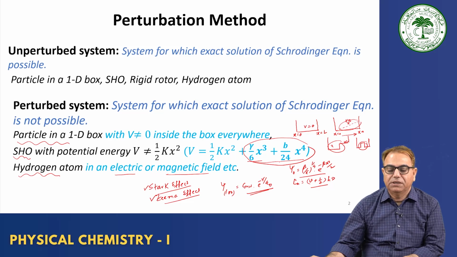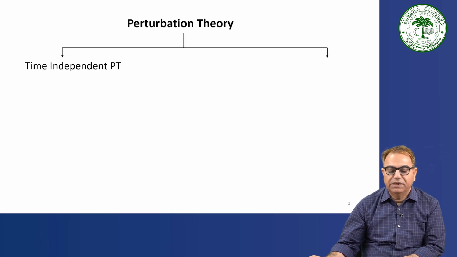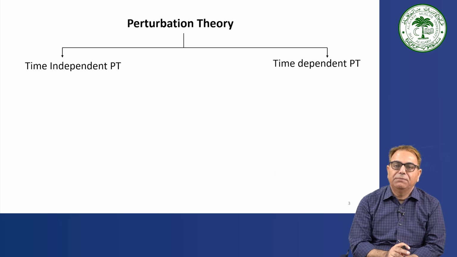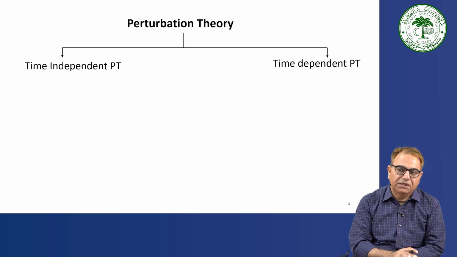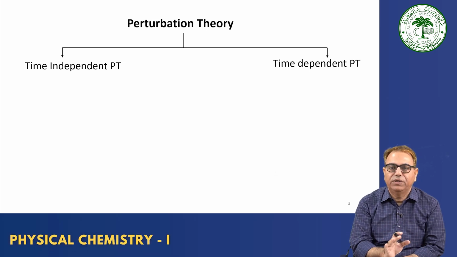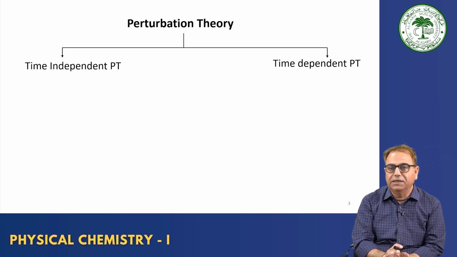Broadly, these perturbation methods are classified into two categories. There could be a time independent perturbation and there could be a time dependent perturbation. Time dependent means the time dependent Schrodinger wave equation will be applied here, and in case of time independent perturbation we will use the time independent Schrodinger wave equation, which we have applied till now. Till now we did not do anything about the time dependent perturbation or the time dependent Schrodinger wave equation. We did not apply it.